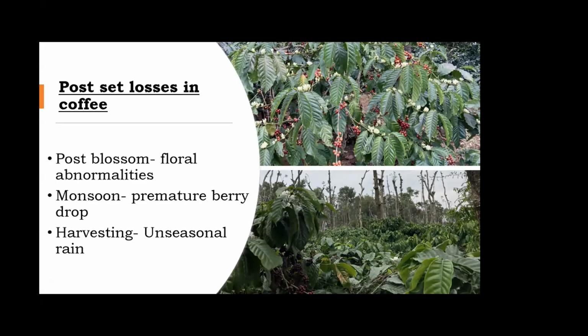Second, predisposing factors are some of the diseases like black rot and stalk rot disease. That leads to premature berry drop in the case of arabica and robusta coffee also. So some of the unseasonal rains will also affect the quality. Quality of the coffee will be affected because of the unseasonal rains.